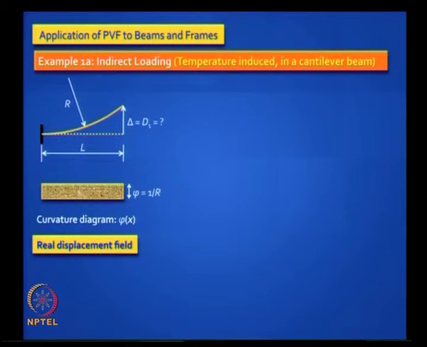Yes, let us apply this to beams and frames. So, let us say you have a cantilever beam and that beam bends for some reason. Let us say it is bent because the temperature at the top is less than the temperature at the bottom, and you have a linear gradient in the temperature, so it will naturally take that curvature, right. The question is, can you find the vertical deflection?